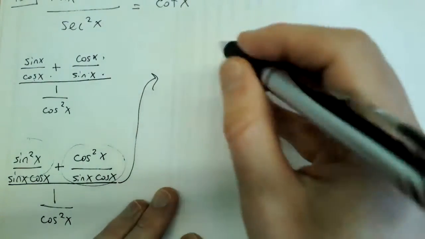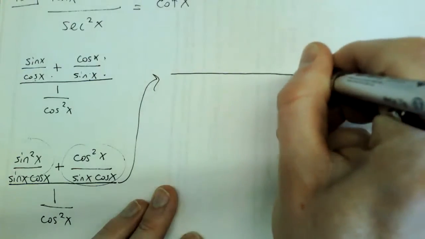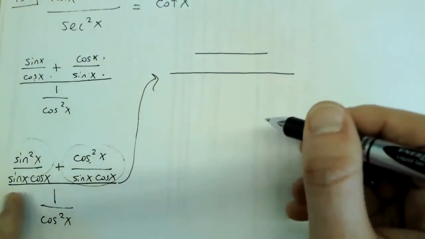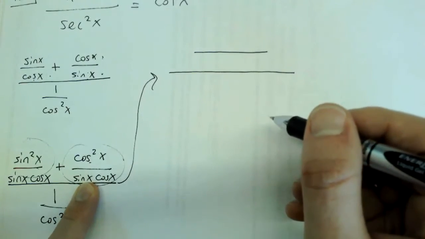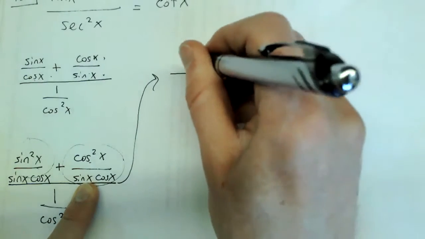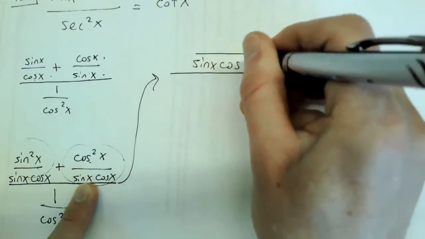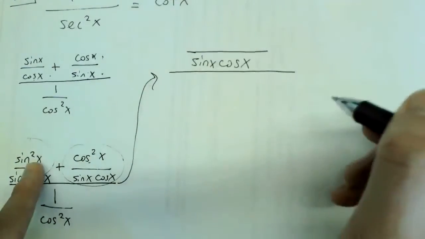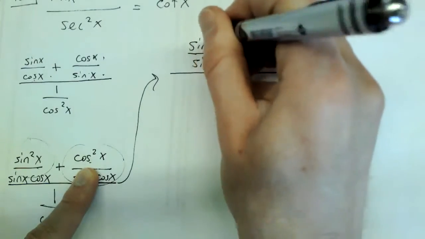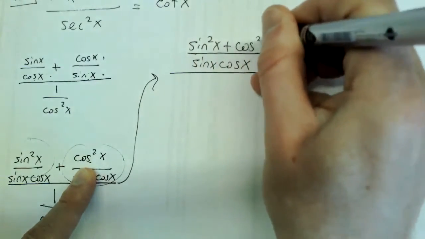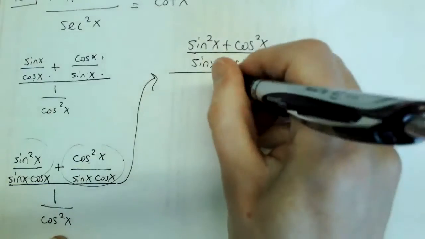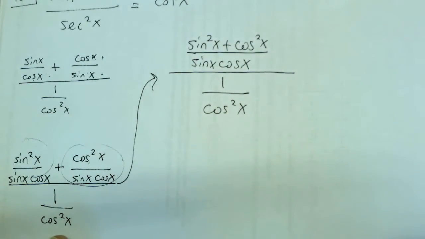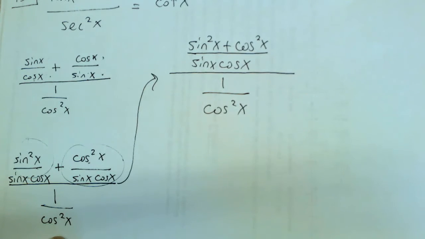What does that give me? So here's my big fraction bar. On top, what do I have? These two fractions become one fraction. The denominator stays the same between them, right? It's just going to be sine x cosine x. But the numerator, you actually add them. So the numerator is going to be sine squared plus cosine squared, all over 1 over cosine squared x. We good so far? Cool.